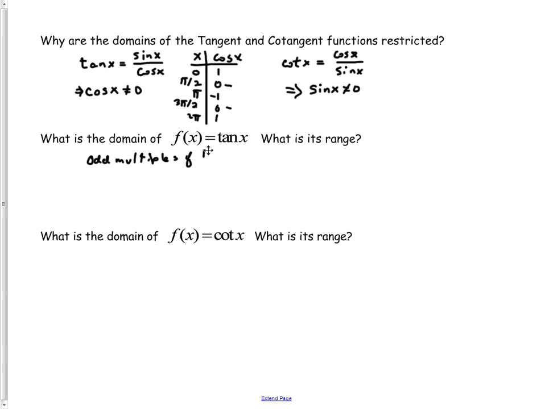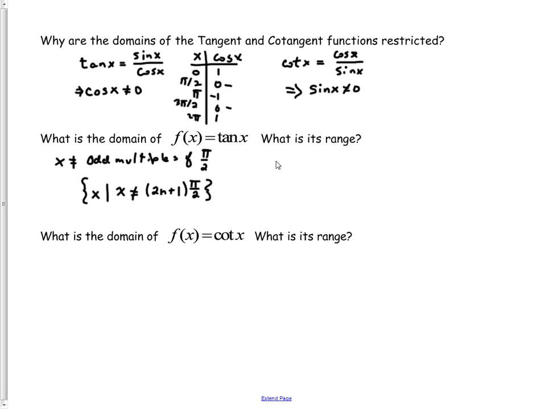of pi over 2. So recalling what we said, that x cannot equal the odd multiples of pi over 2, we said that our way of stating odd multiples was to say 2n plus 1 multiples, where n is an integer. And so our domain for tangent of x will be the set of all x values such that x is not equal to 2n plus 1 multiples of pi over 2, where n is an integer.